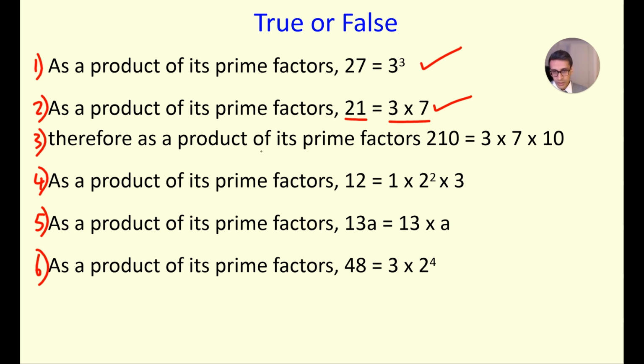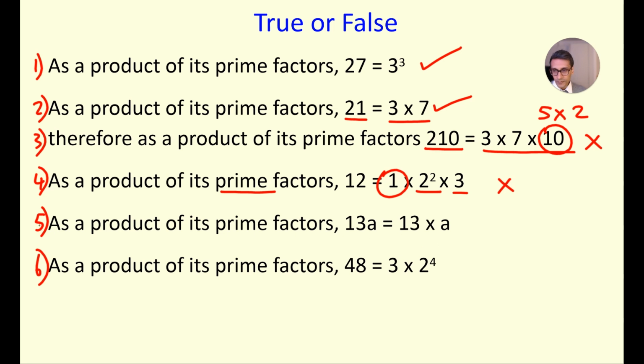Therefore, as a product of its prime factors, 210 is 3 times 7 times 10. Now this is false because the 10 has to be written as 5 times 2. So this hasn't been decomposed. Okay, question 4. As a product of prime factors, 12 is 1 times 2 squared times 3. Well, 2 squared is 4 times 3 is 12. However, 1 is not a prime number. So it's not written as a product of prime factors.